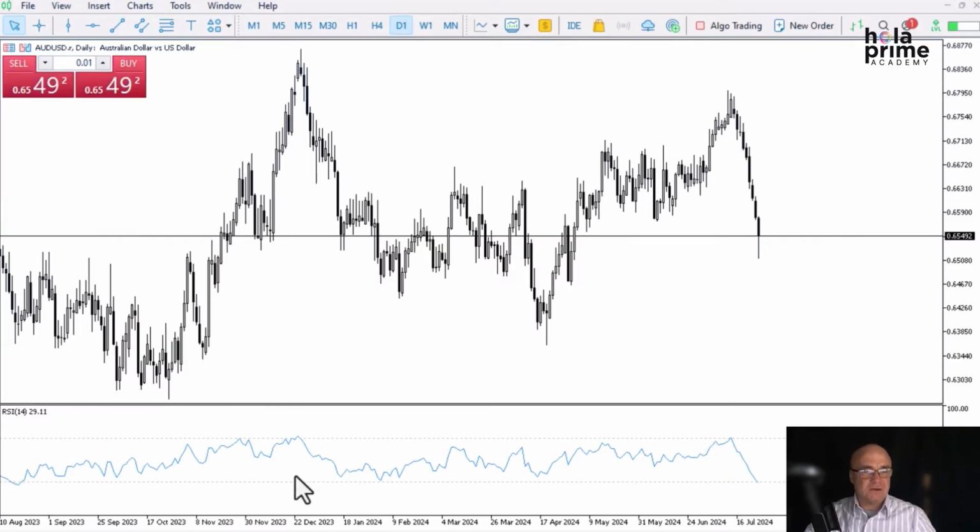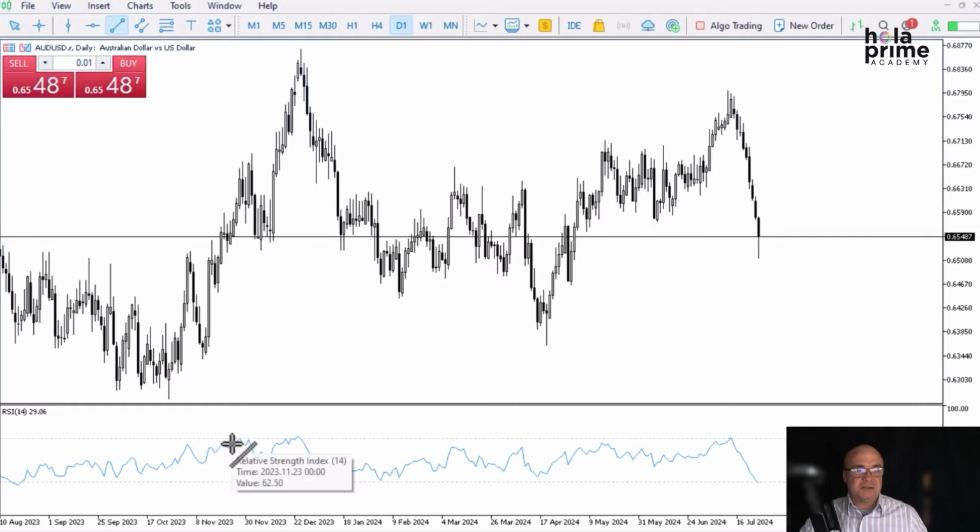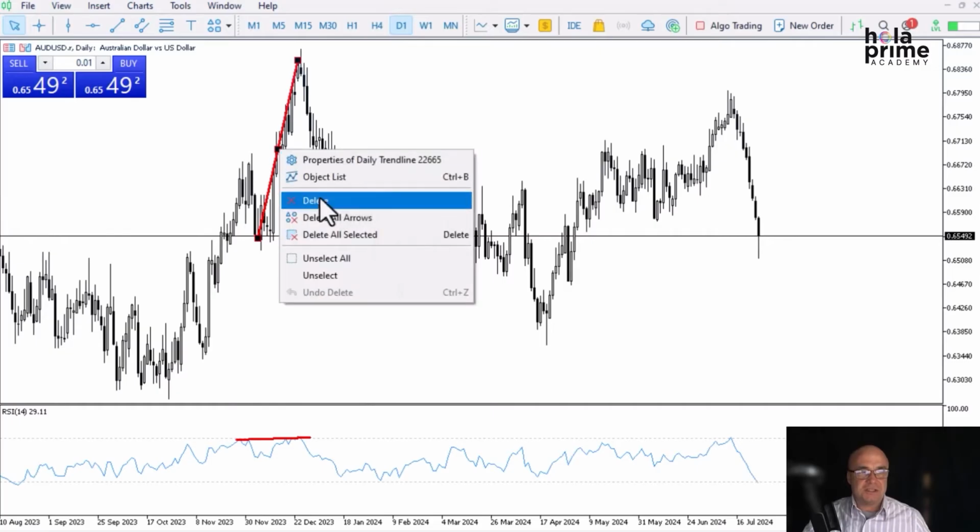But notice over here, during the month of November in 2023, the price action in the Australian dollar spiked quite aggressively. But at the same time, the highs were equal. So you would expect at the very highs, the RSI to be stronger than it was. And it really wasn't. As an illustration, you can take a trend line and just look at it. You put a trend line here just to show the price action. And you can see just how divergent we had been.